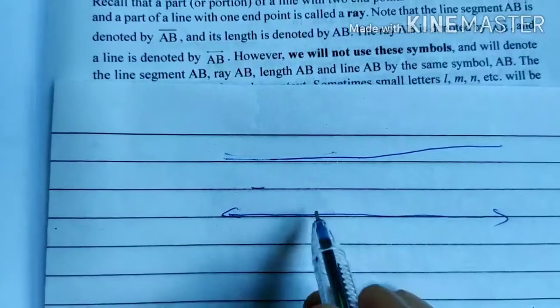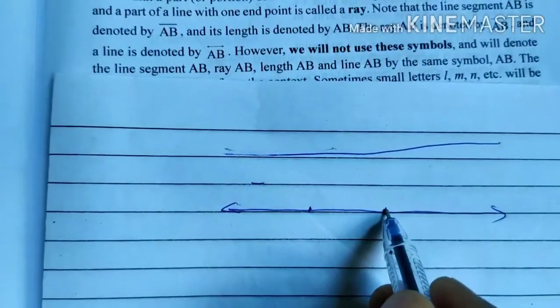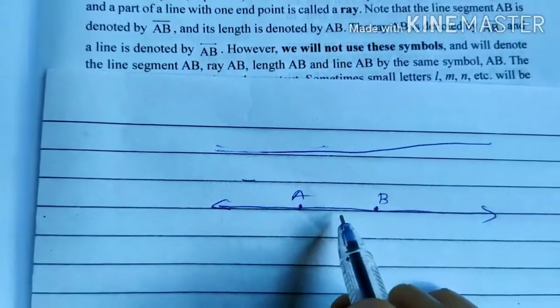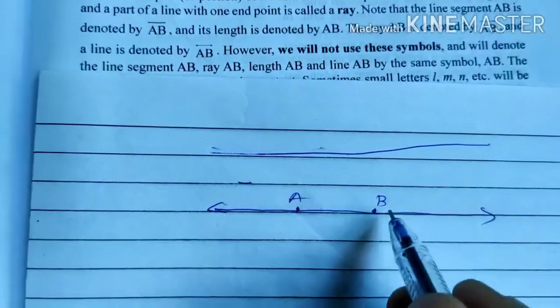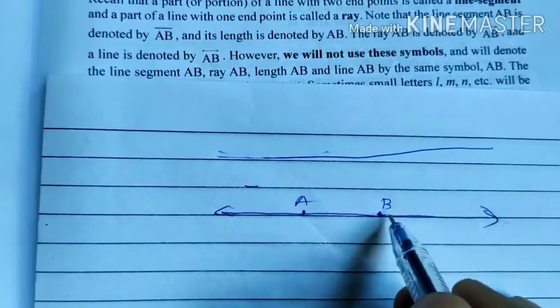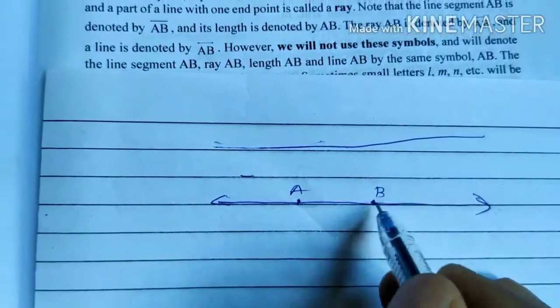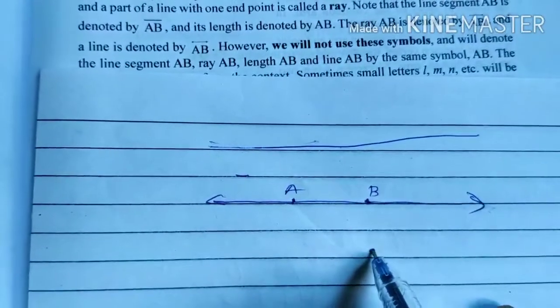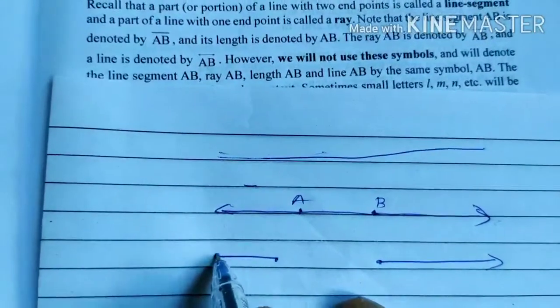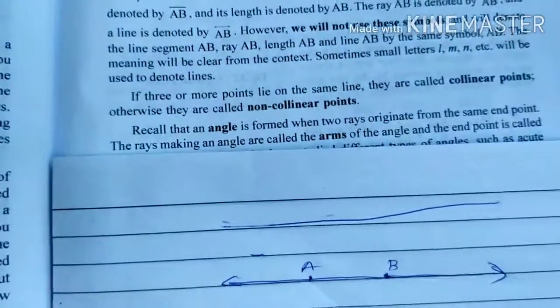If you consider any 2 points, then this portion AB of the line is called a line segment. If you consider only one point and in this direction there is no end, so only one endpoint, then it is called a ray. So a ray looks like this, and a line segment looks like this. So this is about line segment.